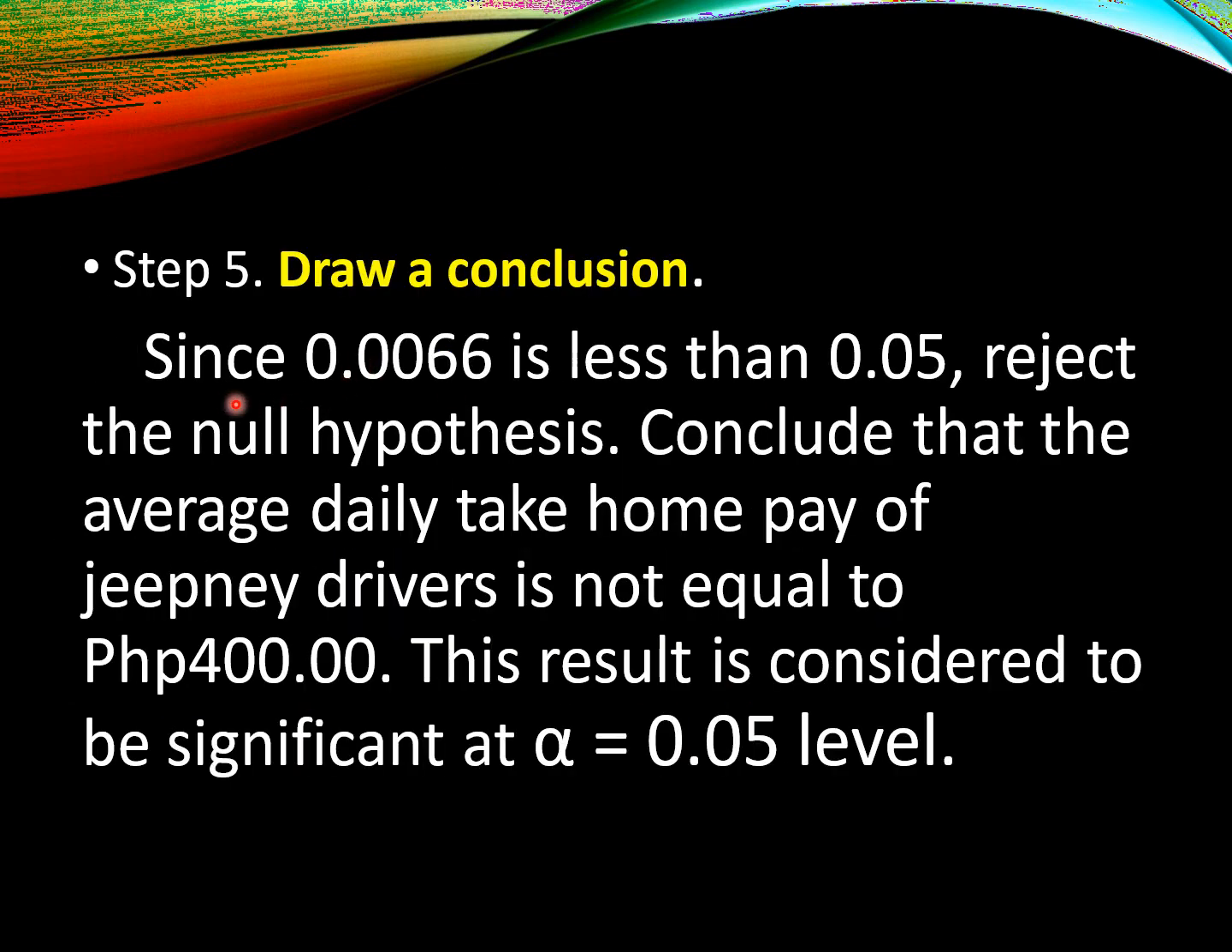Now, for the conclusion, since 0.0066 is less than 0.05, o di ba yan yung first rule? If the p-value is less than or equal to the level of significance, we are going to reject the null hypothesis. Okay? So, same conclusion tayo. The average daily take-home pay of jeepney drivers is not equal to 400 pesos. We are accepting the alternative hypothesis. Okay?